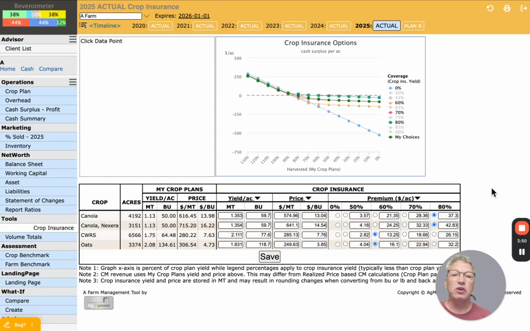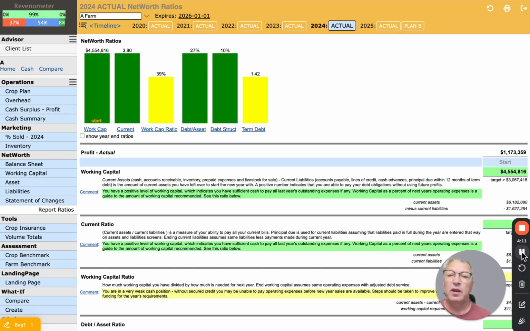You can measure your exposure to weather by putting in your what-if crop insurance statement. Here this graph is going to show you at what levels each one of your coverage choices provides. Entering in all the assets and liabilities of the farm will get you to this report ratios page. This page is going to show how strong you are financially and show you what the bank thinks of your financial situation. These are the report ratios that they use.